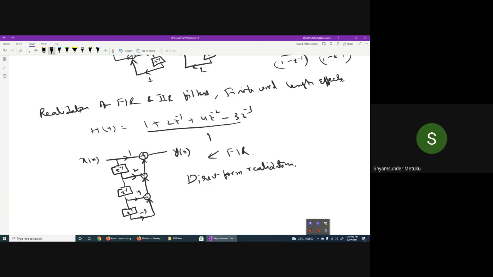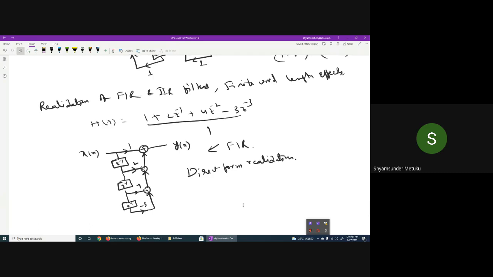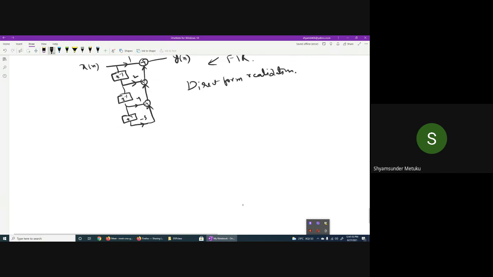And for IIR, just now we have seen one or two examples. Now coming to the finite word length effects. The meaning is, whether it is IIR or FIR, generally this kind of requirement will be there. Luckily, here the terms are not positive or anything, so it is okay.